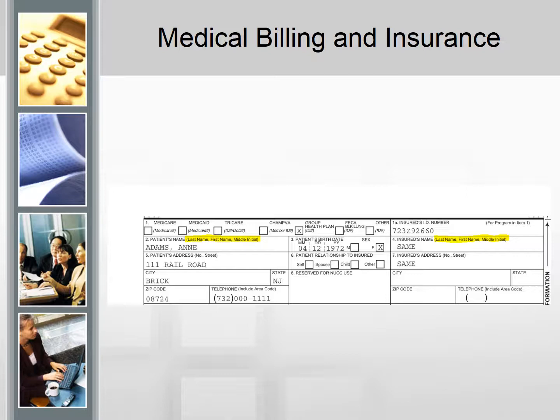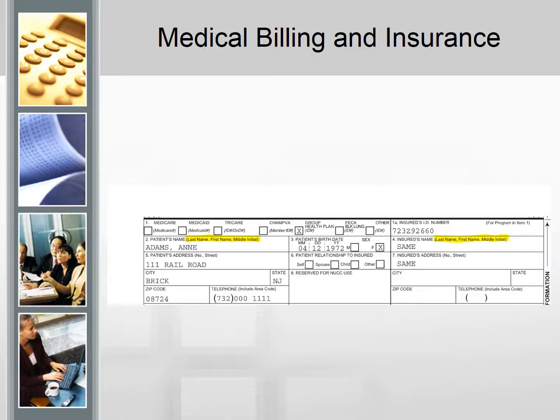In block 6, the self box should be X. This is actually an error on the completed claim form where that was omitted. So there should be an X in that self box to indicate again that the patient is also the policyholder for the primary insurance. And then in block 7, it's asking us for the insured's address.